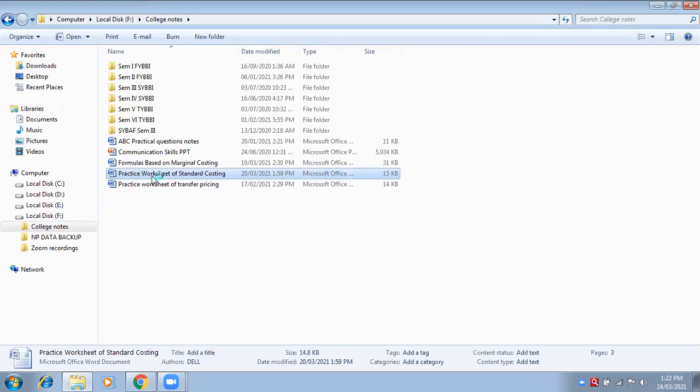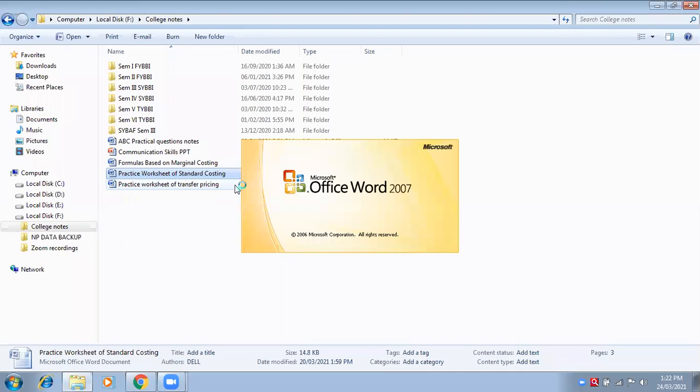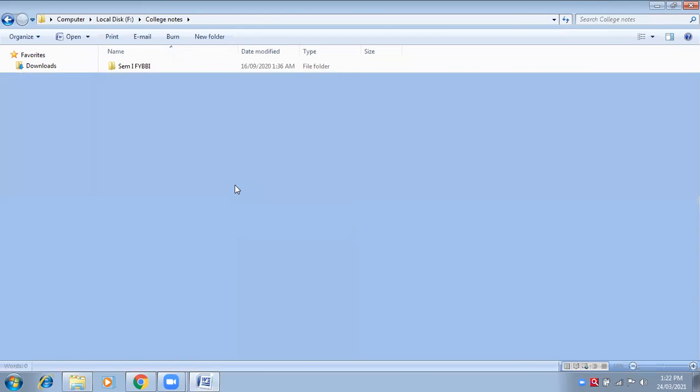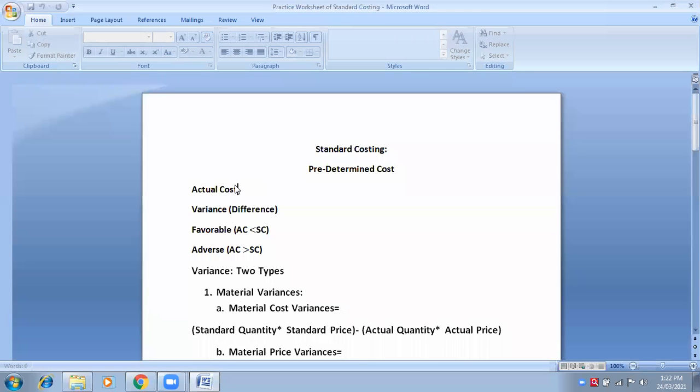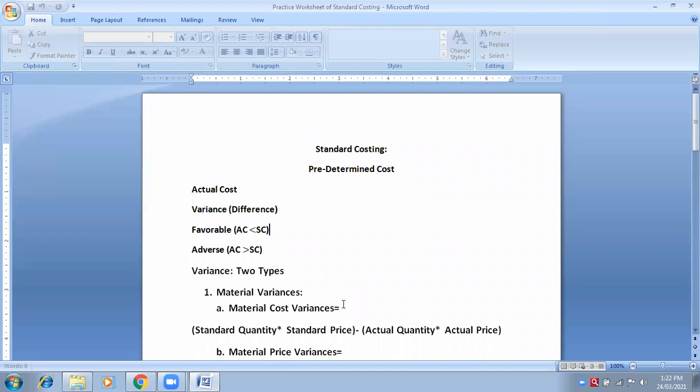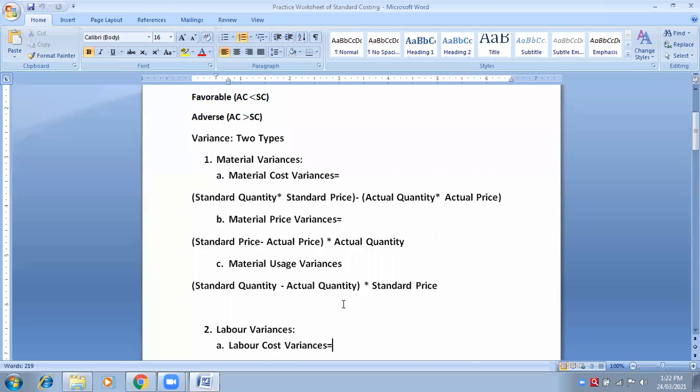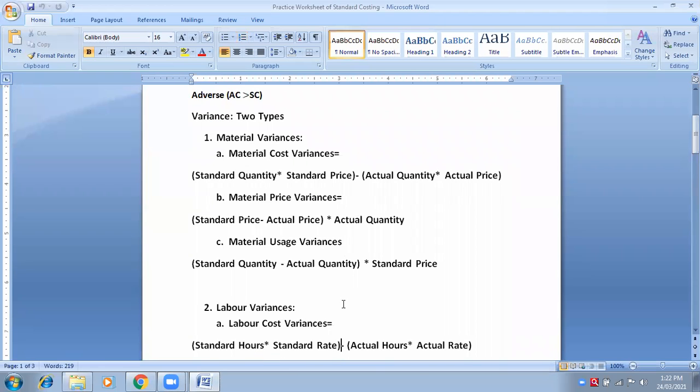So in this practice worksheet, I had already cleared the concept of standard costing and what you mean by variance. In your syllabus, we have two types of variances, material variances and labor variances. And there are three types in each of them: material cost variances, material usage variances, and material price variances. We've already discussed the formulas as well.